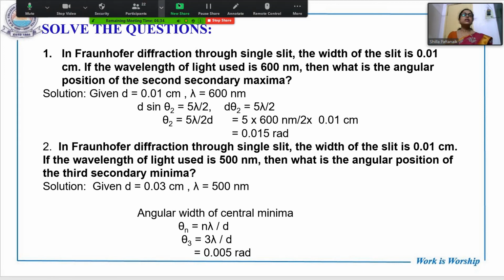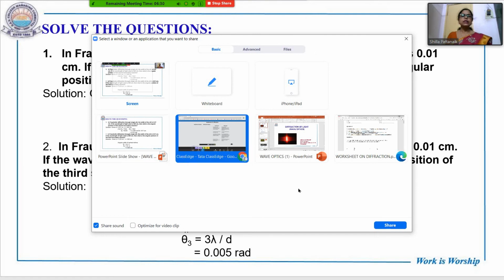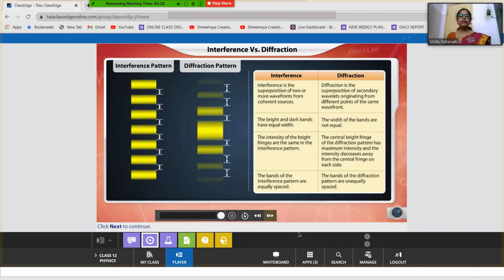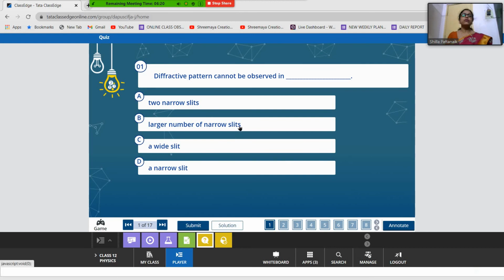Now, let us answer some questions from Tata classes again. There is a quiz on diffraction. So, all of you participate in the quiz. If time is off, I will share. I have downloaded this one in PDF form. This will be the homework for you, consisting of 17 questions. I will discuss 4 to 5 questions here. Then all 17 questions I will share with you in PDF form. You will answer and send to me. On WhatsApp I will share this.